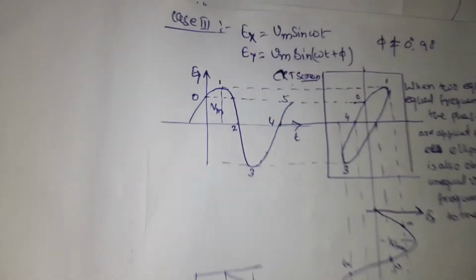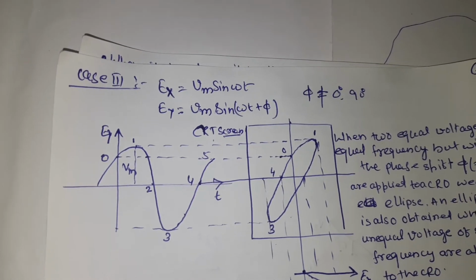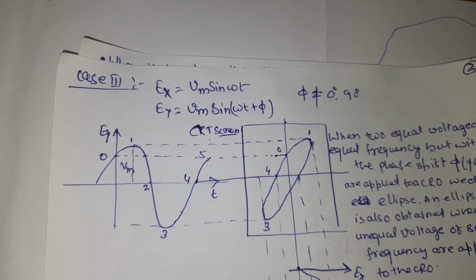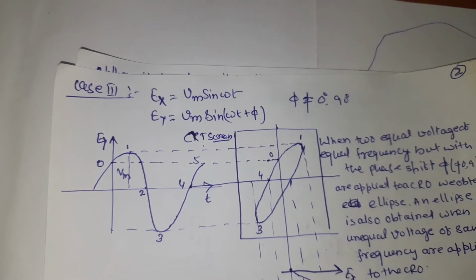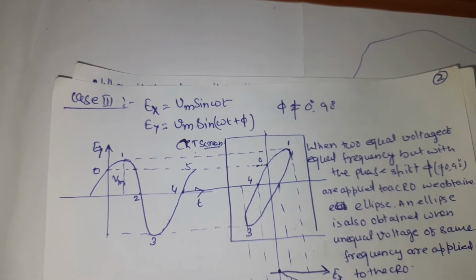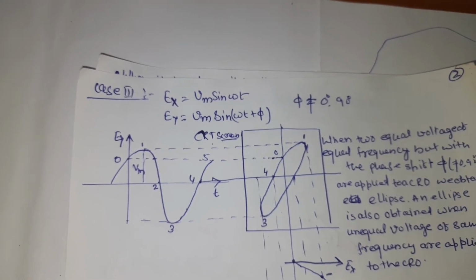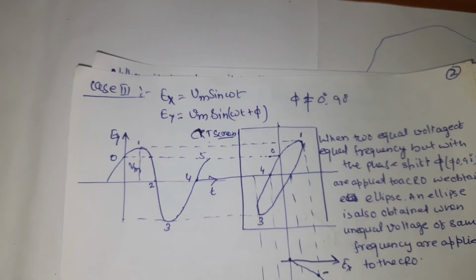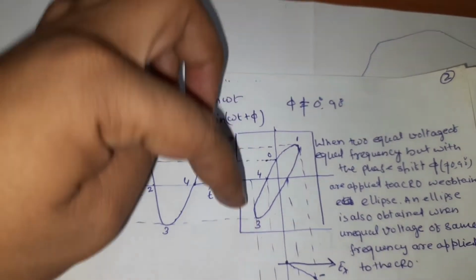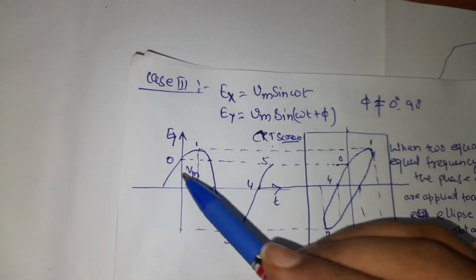Next, case 3. Suppose Ex is equal to Bm sin omega t and Ey is equal to Bm sin omega t plus phi, where phi is a phase shift. If the phase shift is not equal to 0 degree or 90 degree, as we discussed, then in case of 0 degree phase shift, the CRO shows a straight line. In case of 90 degree phase shift, a circle will appear. In case of any phase shift apart from 0 degree or 90 degree, the pattern on the CRO is an ellipse.